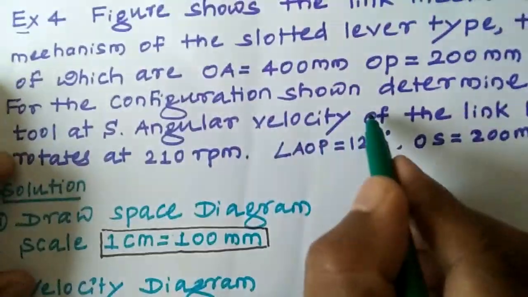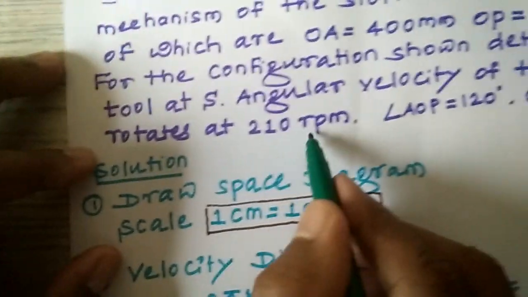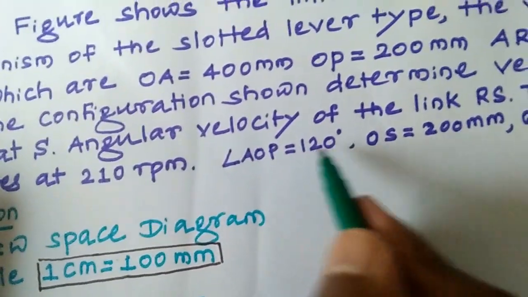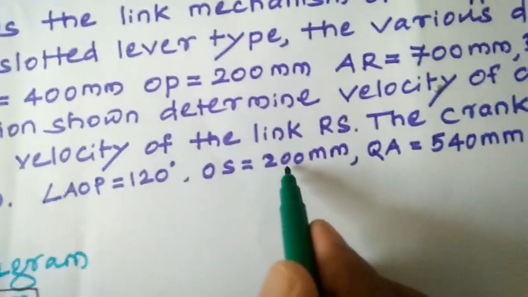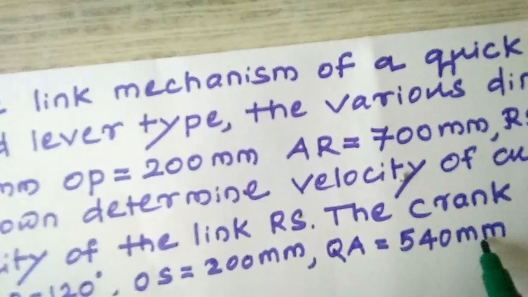They are given as angular velocity of the link RS. You have to find the angular velocity of the link RS. The crank OP rotates at 210 rpm. The angle AOP is given as 120 degrees. The distance OS is given as 200 mm. Then QA is given as 540 mm.